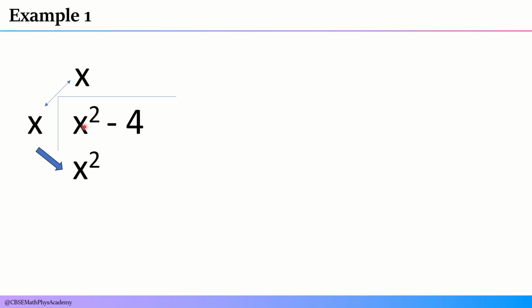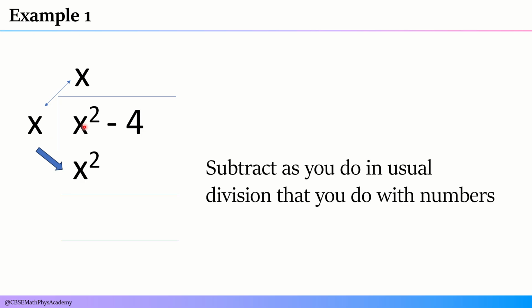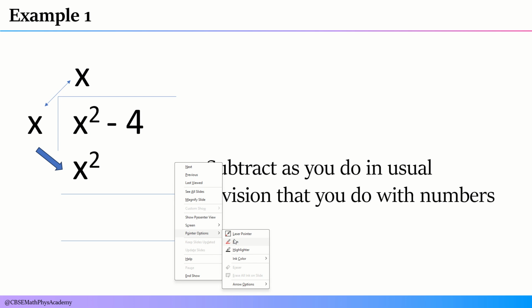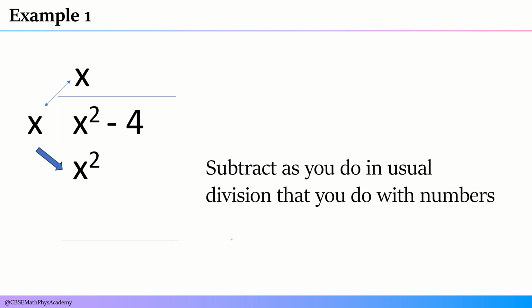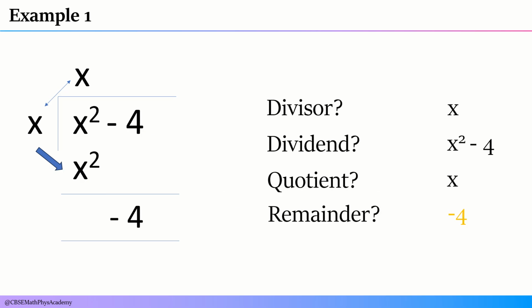After you put this, you are supposed to subtract, as you do in your usual division. When you subtract, you can do it mentally, or you can put a small minus mark here so that you can subtract it. After you subtract, you get the value of minus 4. Now in this case, the divisor is x, the dividend is x square minus 4, the quotient is x, and the remainder is minus 4.